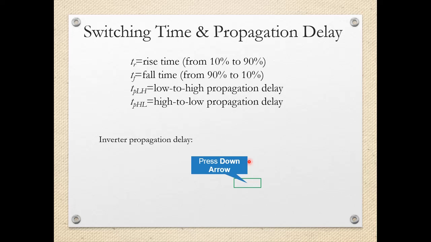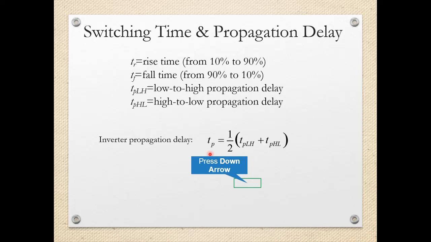TF is the fall time. It is the time required for the signal to reduce from 90% of its maximum value to 10% of its maximum value. Then the third term is TPLH, that is the propagation delay from low to high. And then we have TPHL, that is the propagation delay from high to low transition.